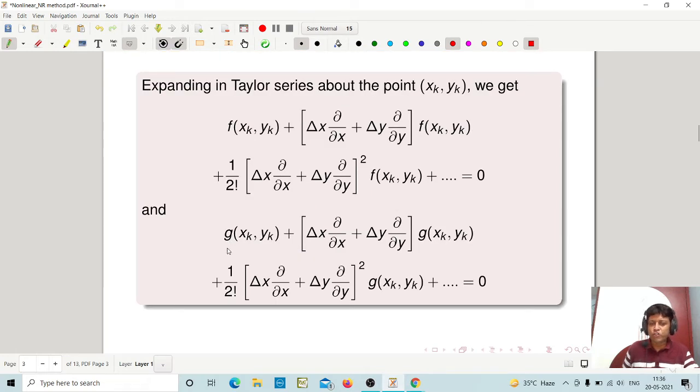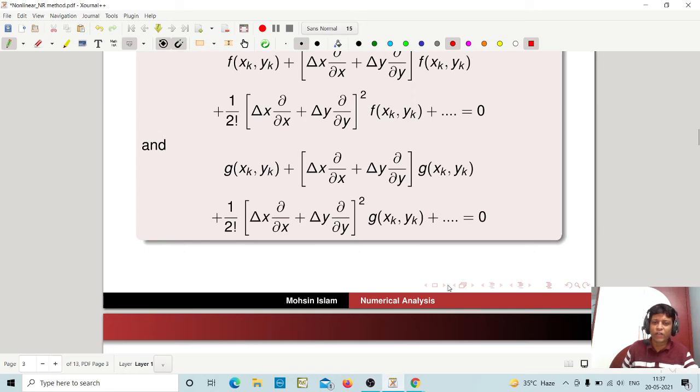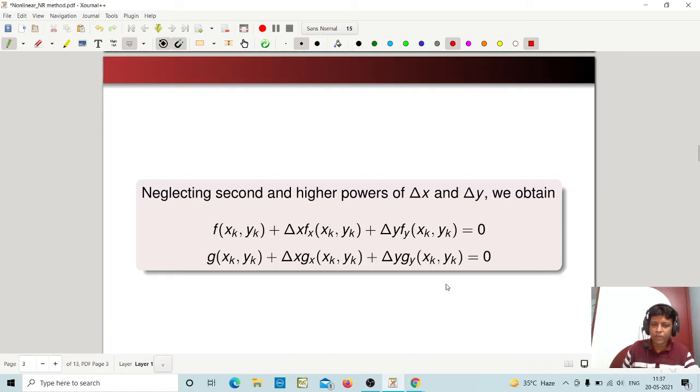And similarly for g also: g(xk, yk) + (delta x ∂/∂x + delta y ∂/∂y) g(xk, yk) + 1/2! (delta x ∂/∂x + delta y ∂/∂y)^2 g(xk, yk) + etc., and so on, the higher order terms of the Taylor series. Now neglecting the higher order terms, because delta x and delta y are small, we neglect second and higher order powers of delta x and delta y.